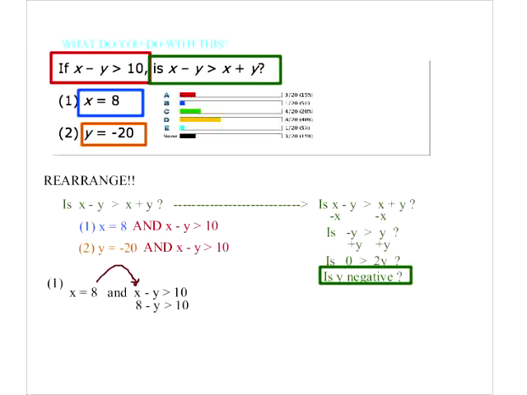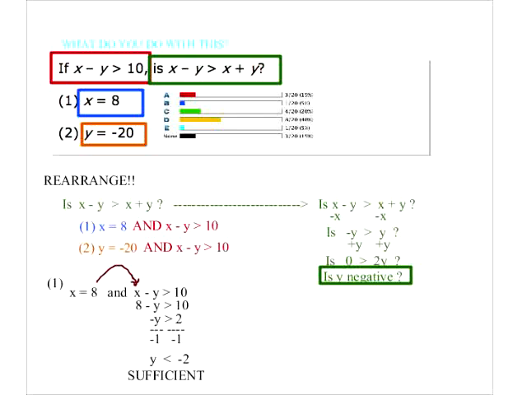So that means you can take 8 away and you get negative y is greater than 2. You can divide this by negative 1, and you wind up with y, the alligator flips around, so you have y is less than negative 2. So this is sufficient, because if y is less than negative 2, then y is definitely negative. Statement 2, you're already told that y is a negative number, so you actually don't have to do any work.